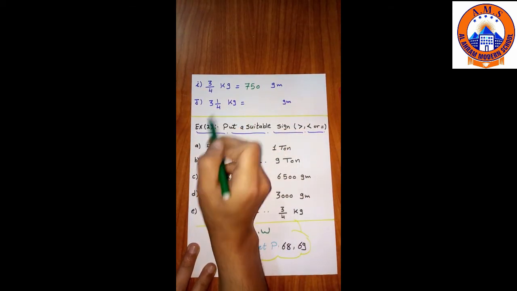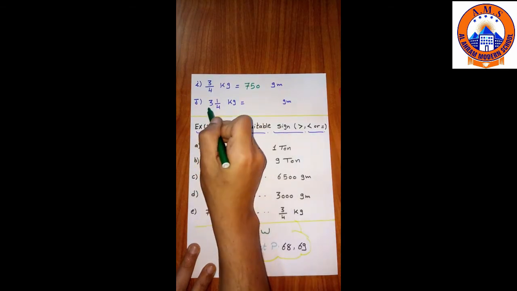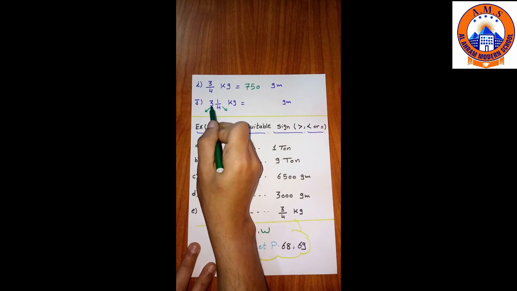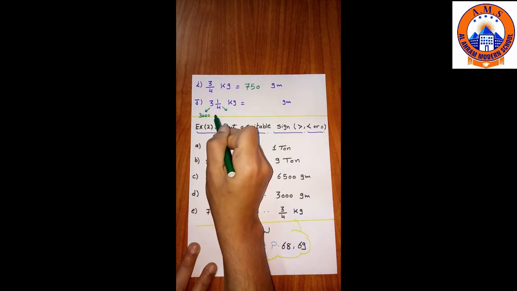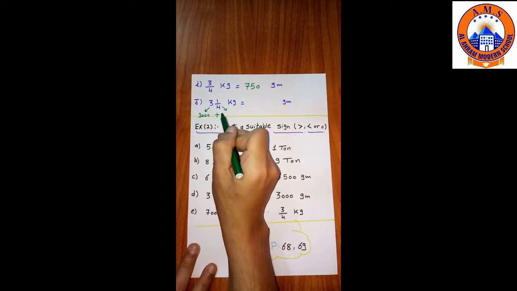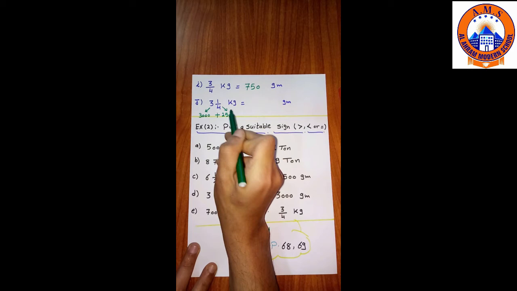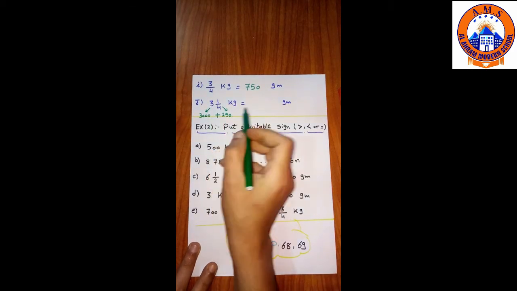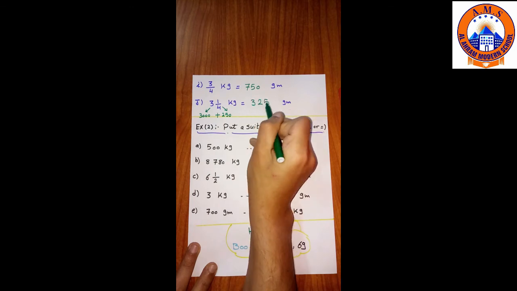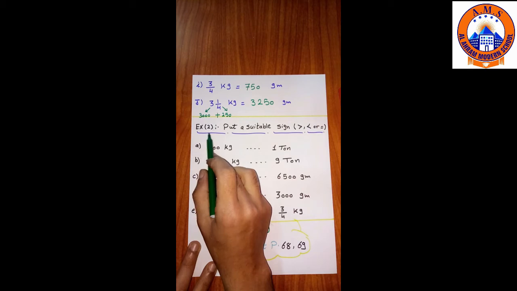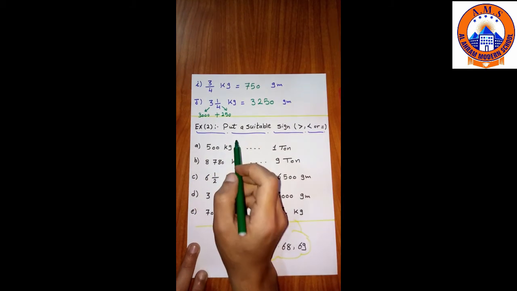3¼ kilogram equal how many grams? So you have to make it in 2 parts. The 3 only kilograms equals 3000 gram, and the quarter of a kilogram equal 250 grams. So we're gonna add these 2 numbers together, so we have 3250 grams.